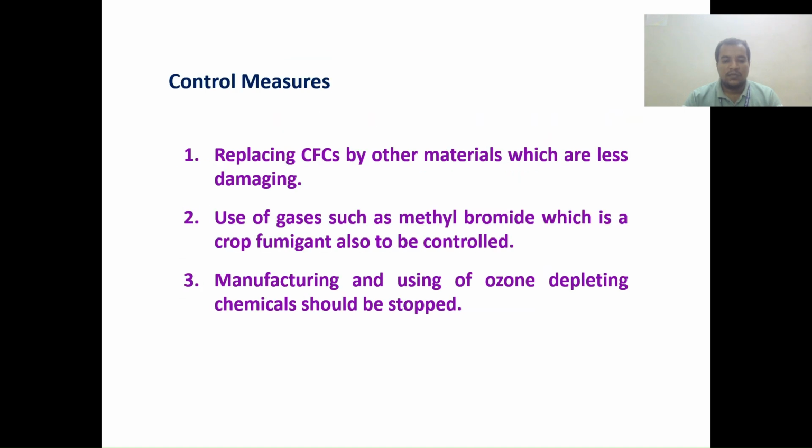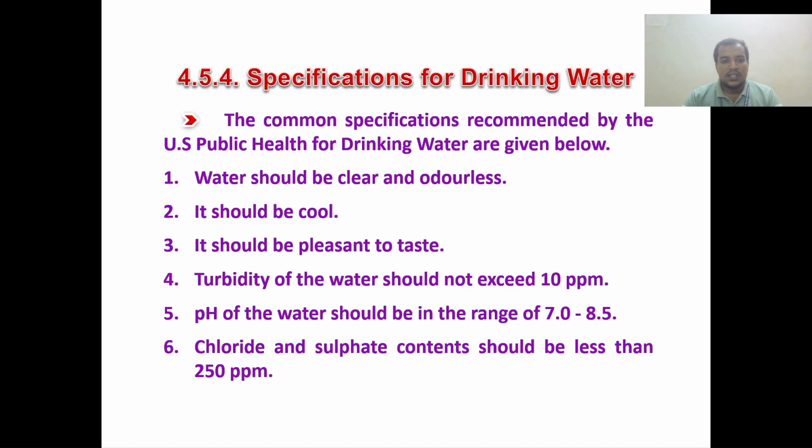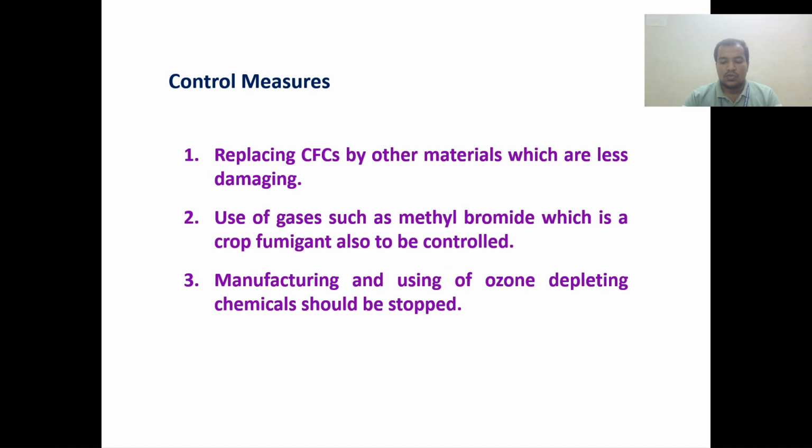And control measures of ozone layer depletion: replacing chlorofluorocarbons with other materials which are less damaging. The use of gases such as methyl bromide, which is a crop fumigant, also has to be controlled. And the manufacturing and use of ozone layer depleting chemicals should be stopped. These are the control measures of ozone layer depletion.